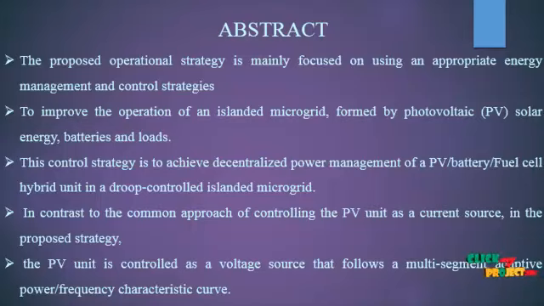controlled islanded microgrid. In contrast to the common approach of controlling the PV unit as a current source, in the proposed strategy the PV unit is controlled as a voltage source that follows a multi-segment adaptive power frequency characteristics curve. The proposed power frequency characteristics of the hybrid unit and of the whole microgrid adapt autonomously to the microgrid operating conditions so that the hybrid unit may supply the maximum PV power, match the load and or charge the battery while maintaining the power balance in the microgrid and respecting the battery state of charge limits.